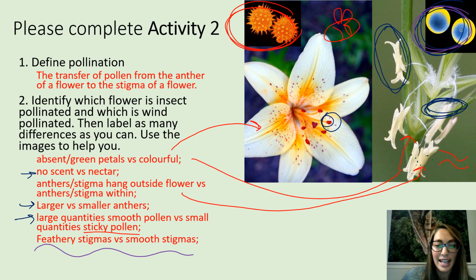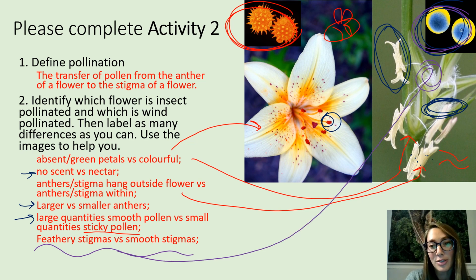And then the final one is again looking at the shape of the stigma. You can't really see it here, but you can on the wind pollinated one. You can see we've got these feathery structures. Again, it increases surface area, so you get more pollen landing on them. Whereas the smooth stigmas on the insect pollinated flower don't need a larger surface area because the insect's going to hopefully deposit pollen as it travels down to collect the nectar.